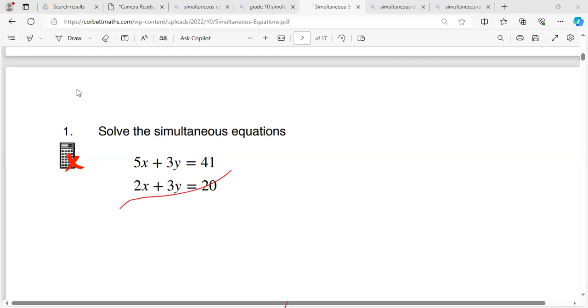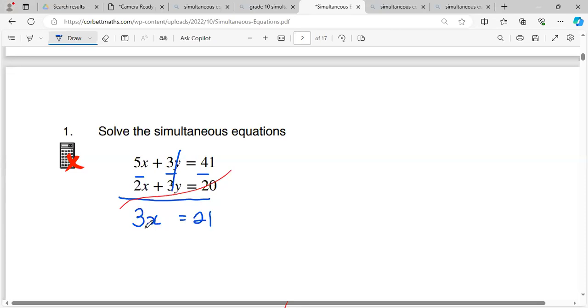That's the first thing. Both of them have the same coefficient, 3y, 3y, right? So we can eliminate y right away by just subtracting. Because if we subtract, y will go to 0, right? But remember, we have to subtract in all of them. So 5x minus 2x, that will be 3x. And of course, this is going to be 0. And then 41 minus 20 would give us 21.